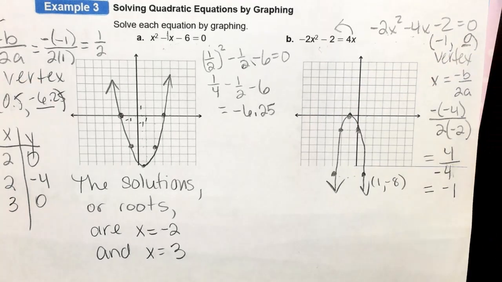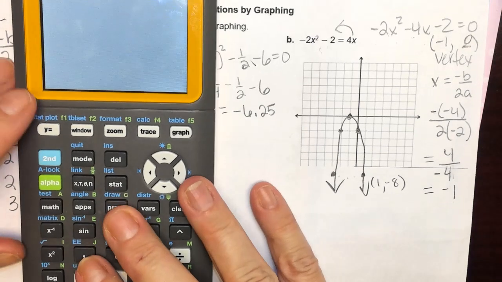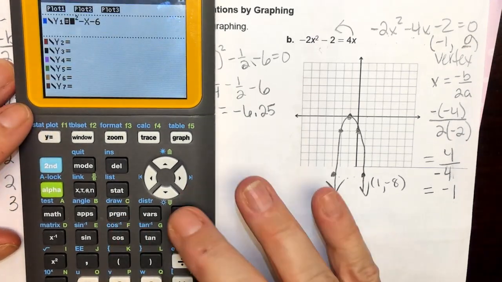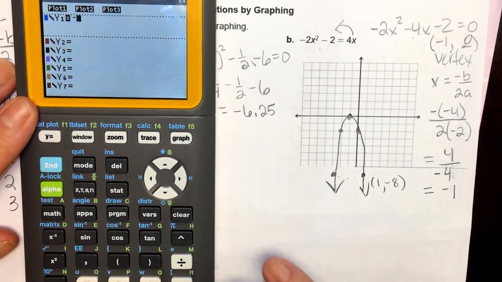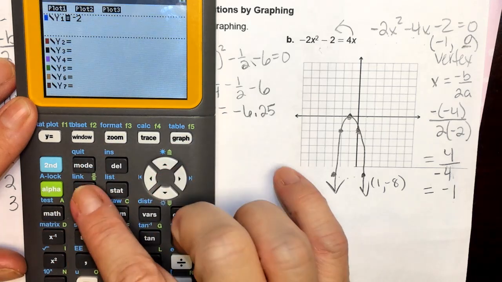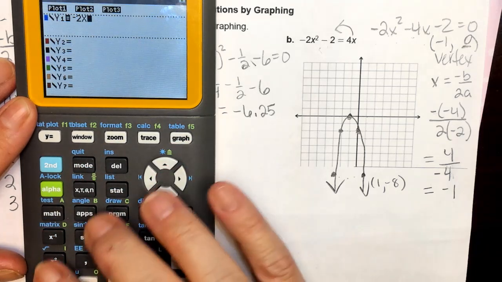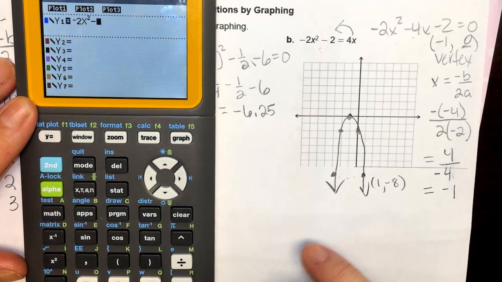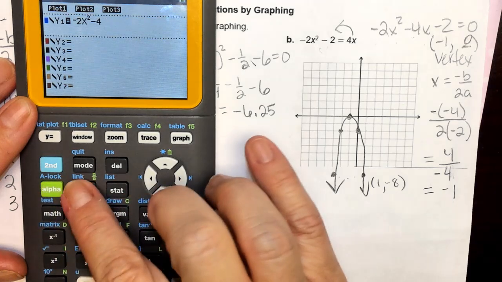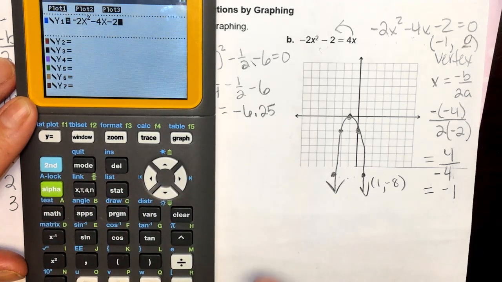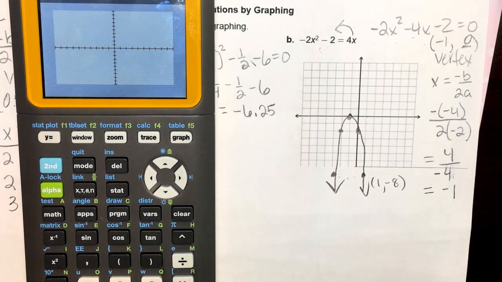And if you want to verify that Miss Gill didn't completely lose her mind in this one, and you want to put it in the calculator to make sure, we could say negative 2 times x, and we're squaring it, minus 4 times x minus 2. And we can hit graph. And Miss Gill did not lose her mind after all.